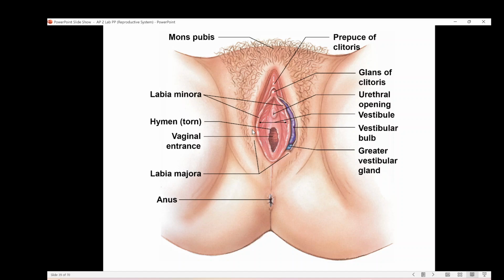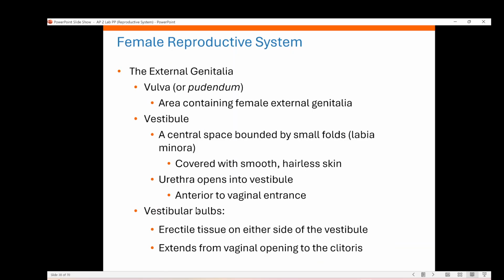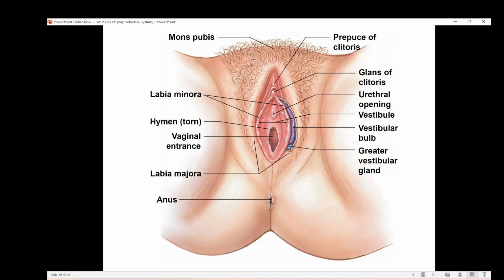So that's erectile tissue. Here's another picture just kind of showing labia minora on the left, labia minora on the right, urethra, vaginal canal, and then again the erectile tissue just to the side here, and then we see it again over here. Okay, so those are known as the vestibular bulbs.